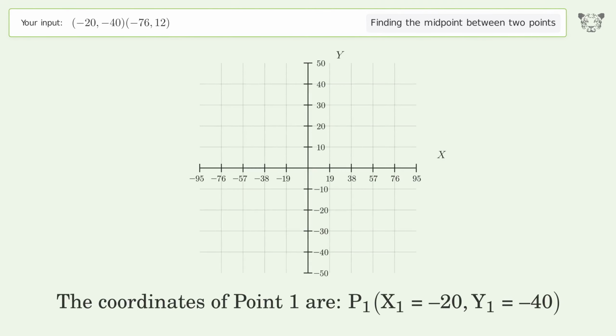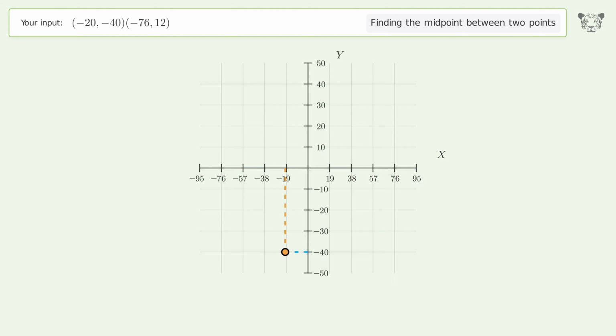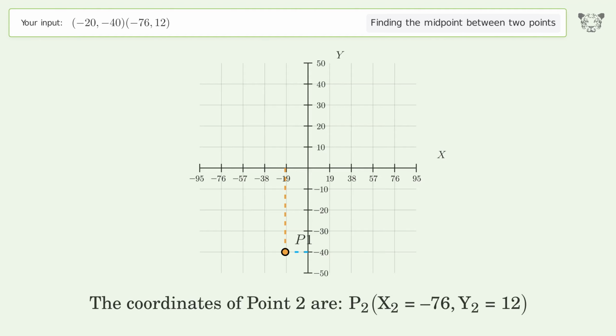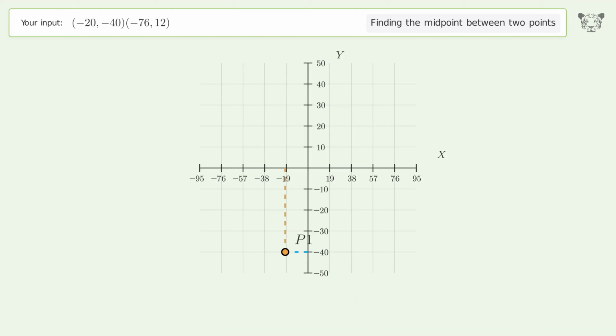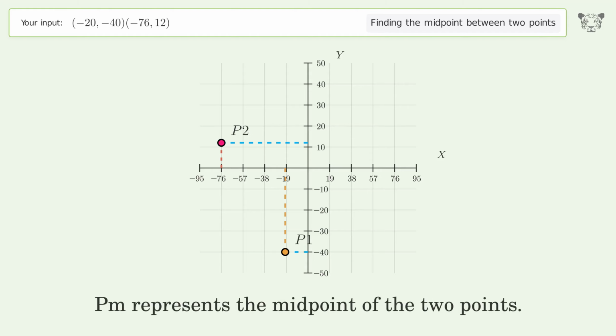The coordinates of point 1 are x1 equals -20, y1 equals -40. The coordinates of point 2 are x2 equals -76, y2 equals 12. PM represents the midpoint of the 2 points.